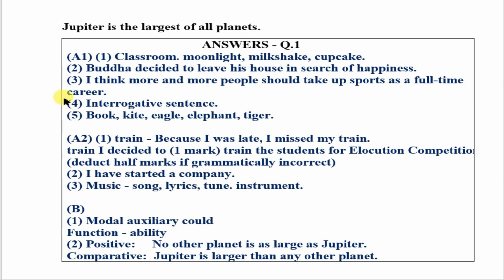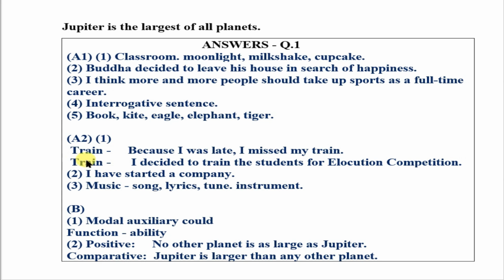The next activity was to tell the type of the sentence. The given sentence is an interrogative sentence. Then the word chain of nouns from book. The answer: from the ending letter K, kite; from E, eagle; then again E, elephant; T for tiger. All these words are nouns. So it is a word chain of nouns from book.